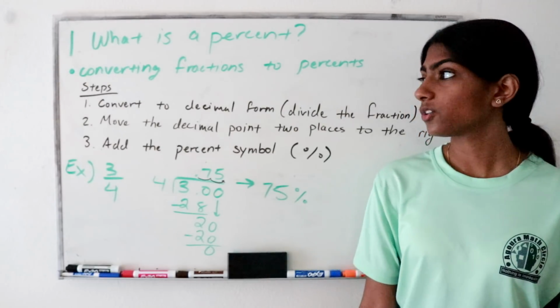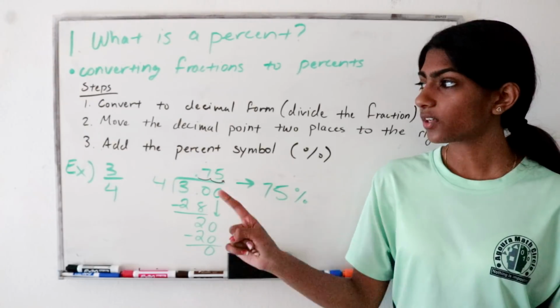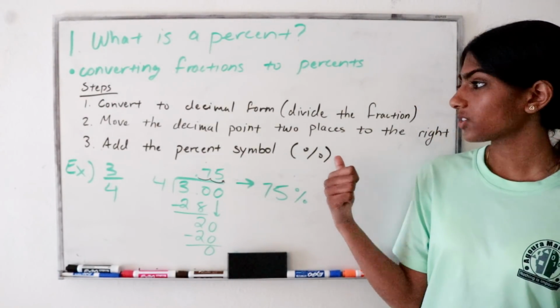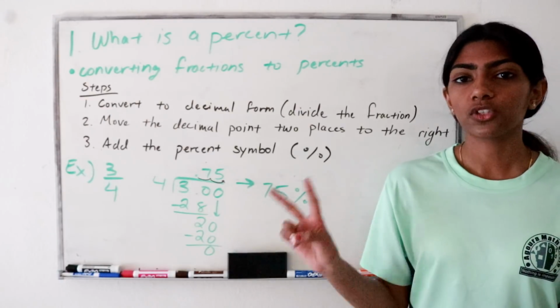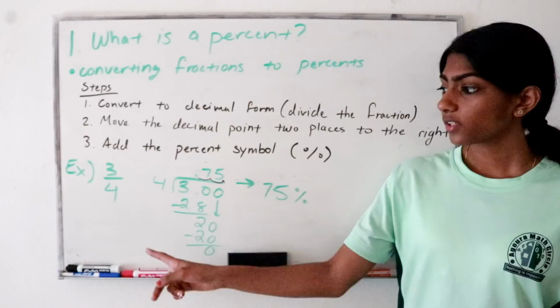So now let's look at how to convert fractions to percents. So there are also 3 steps to do this. First, you want to convert to decimal form, and we already know how to do that. We just divide the fraction. Then we're going to move the decimal point 2 places to the right. Finally, we're going to add the percent symbol. So let's look at this example right here.